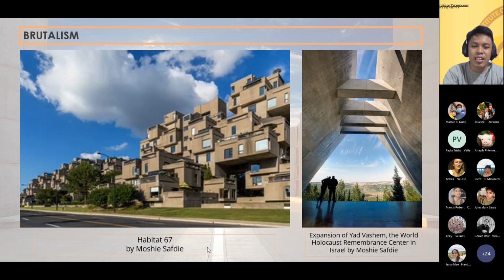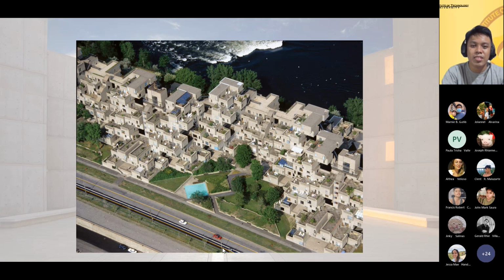And another brutalist architects or architecture examples here is Moshe Safdie. So Habitat 67 is designed by Moshe Safdie. And this one right here, the expansion of the World Holocaust Remembrance Center, is designed by Moshe Safdie. So katong Habitat 67, nakadaghan iyang design.